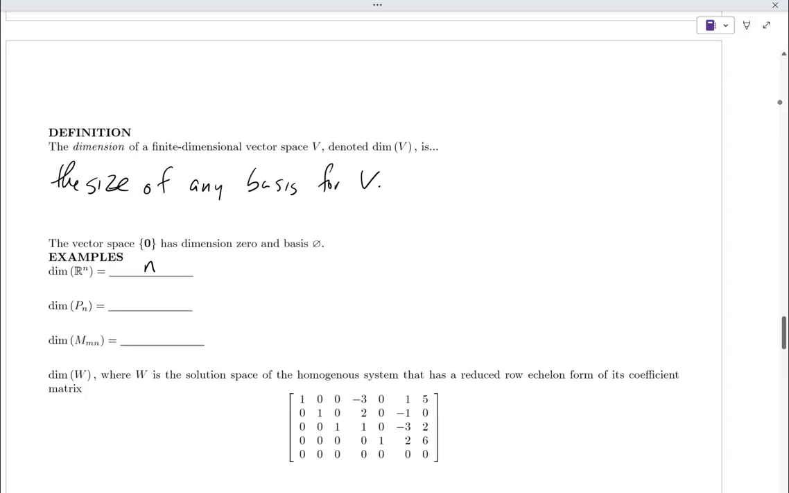How many elements are in there? It's n plus 1, right? Because you got to count the constant term in there too. So n plus 1 would be your dimension for P sub n.